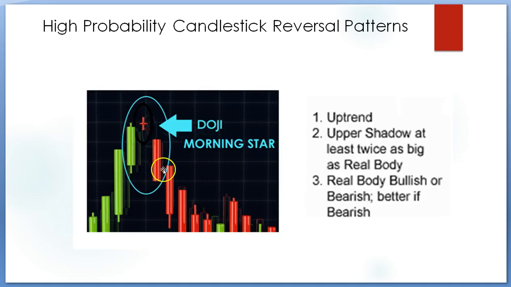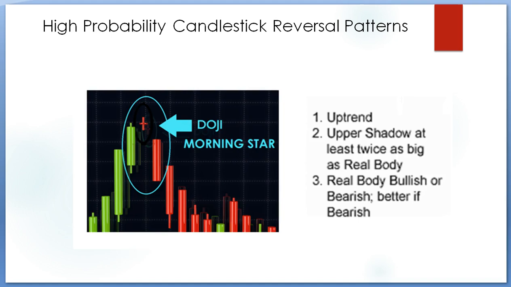Then we have the doji morning star, usually found at the end of an uptrend, with a small body like a cross that's formed. And then we want to sell the break of the bottom of that doji, which turns into the reversal of the trend.